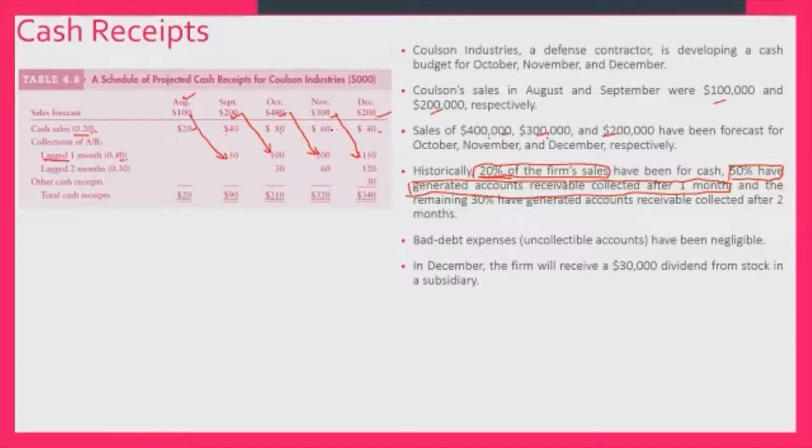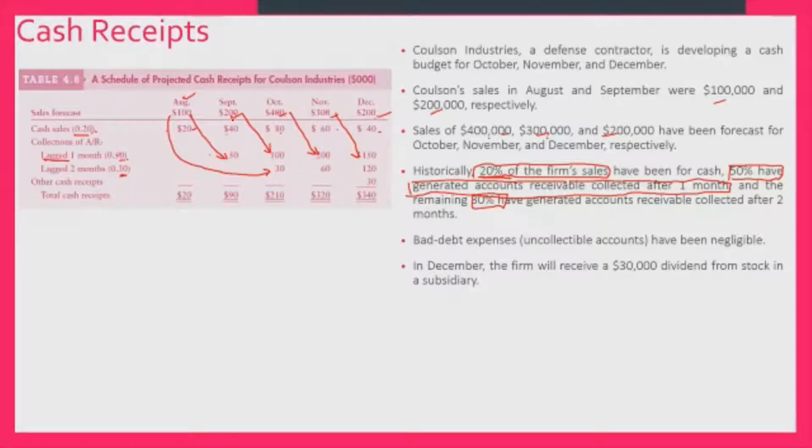Let's look at November, 60, which is 20% cash, and then they receive 50% of last month, October, cash. The remaining 30% have generated accounts receivable 2 months after. So the cash from August, 20% was paid in cash, 50% was paid 1 month after, and 2 months after, 30%, right? So we have the 30%. So 30% of 100 gives you 30.